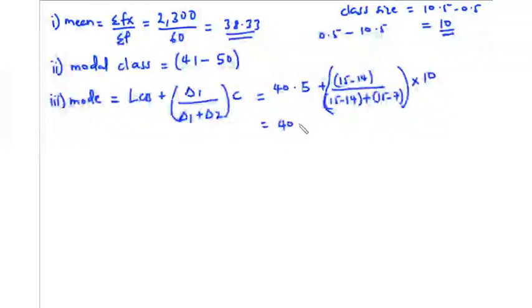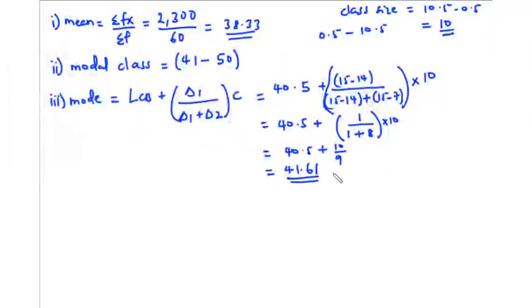So we have 40.5 plus, now 15 minus 14 is 1. And then 15 minus 7 is 8. So we have 40.5 plus 1 over 9 times 10. So that is 10 over 9. So when you add these two, you get 41.61. So this is the mode of the distribution.